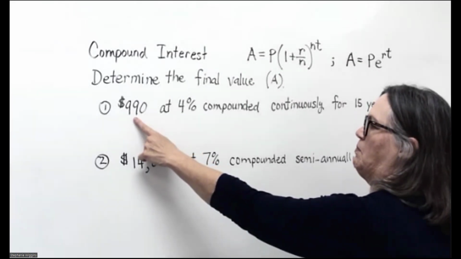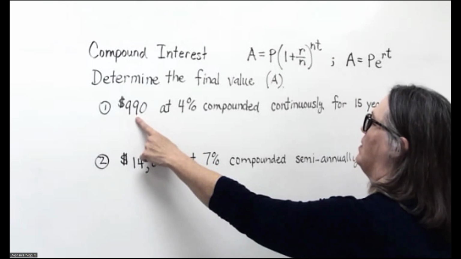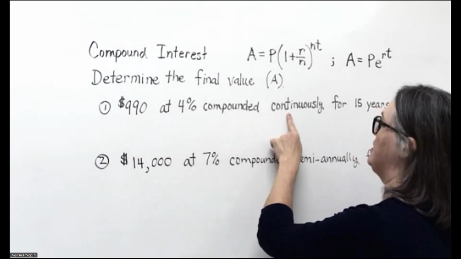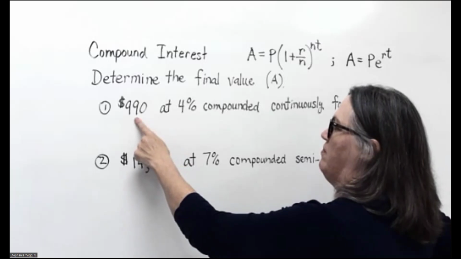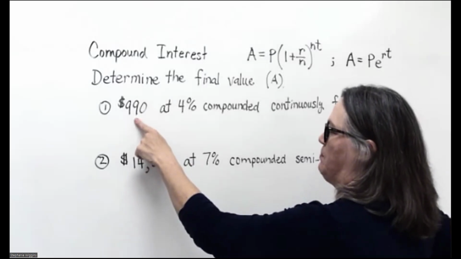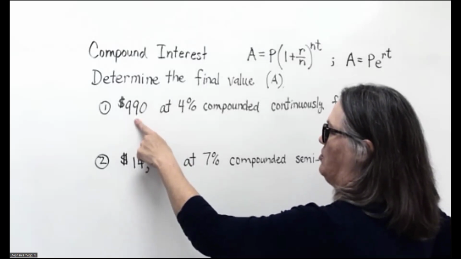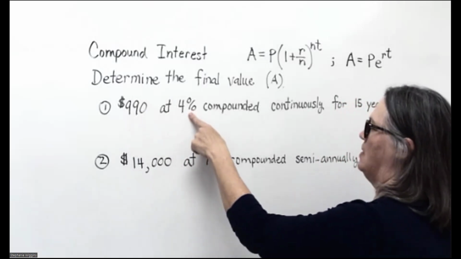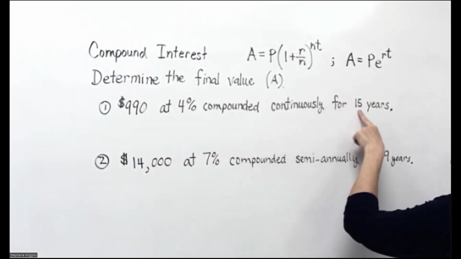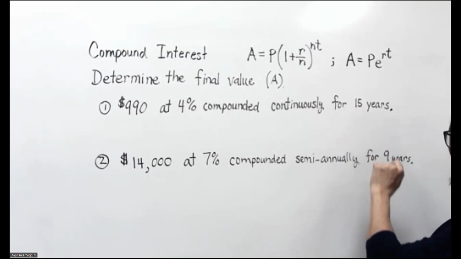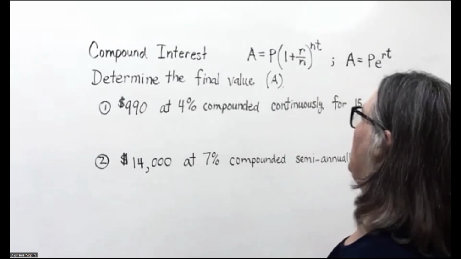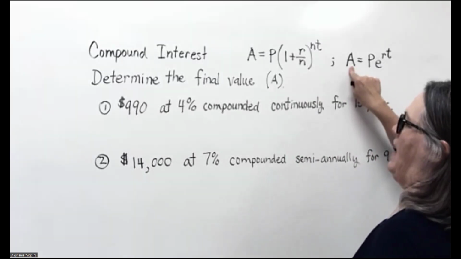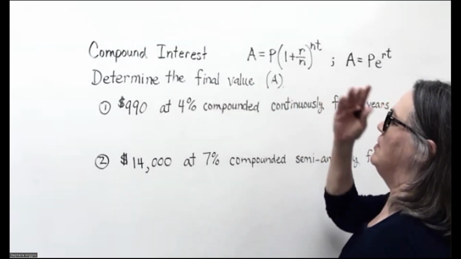In number one, we're compounding continuously, so we're going to use this formula. And our starting amount, which is called the principal, is $990. The interest rate is 4%. And that time period that we're investing the money is for 15 years. So to plug all of this in, we're looking for A. A is the final value.